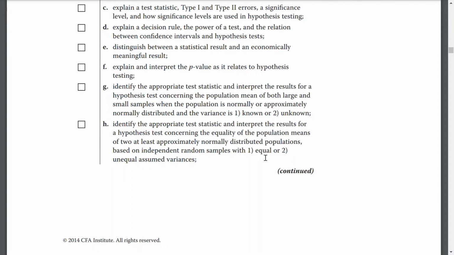Identify the appropriate test statistics and interpret the results for a hypothesis test concerning the equality of the population mean of two at least approximately normal distributed populations based on independent random samples with 1 equal or 2 unequal assumed variance.